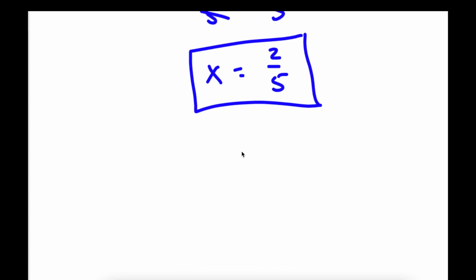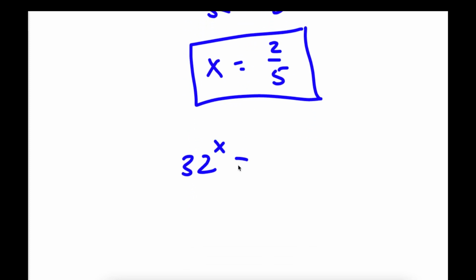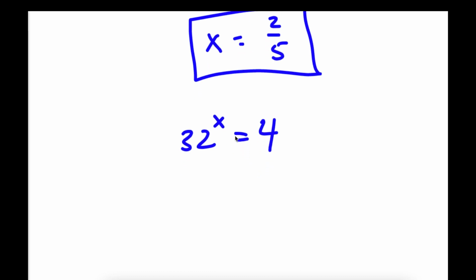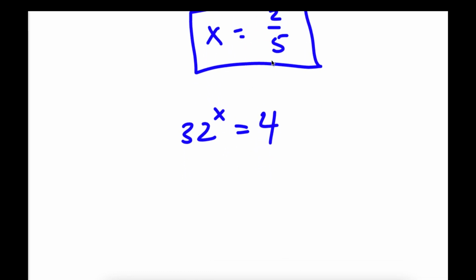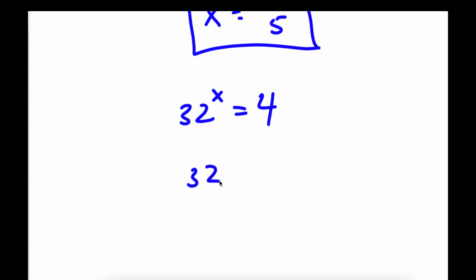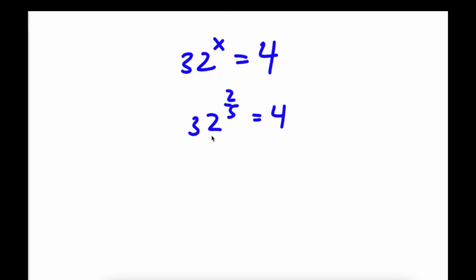Now we can go ahead and plug this into our original equation, 32 to the power of x equals 4, and see if it's right. So if I plug in x as 2 over 5, I get 32 to the power of 2 over 5 is equal to 4. Now, 32 to the power of 2 over 5, this is the same thing as 32 to the power of 1 over 5 squared.